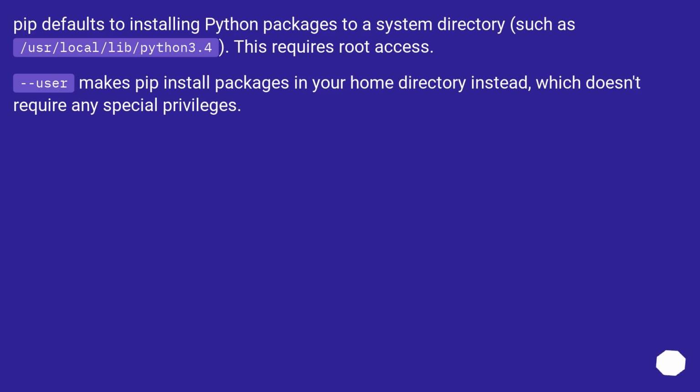Pip defaults to installing Python packages to a system directory, such as /usr/local/lib/python3.4. This requires root access. --user makes pip install packages in your home directory instead, which doesn't require any special privileges.